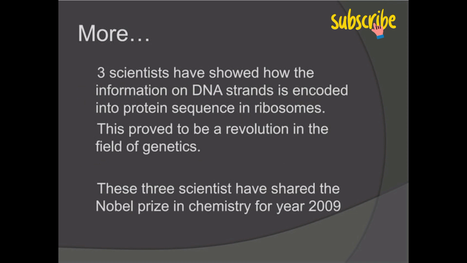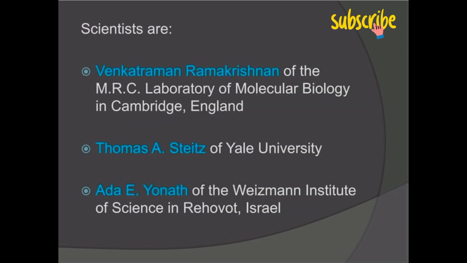Three scientists have shown how the information on the DNA strand is encoded into protein sequence in the ribosome. This proved to be a revolution in the field of genetics. Thus, three scientists shared the Nobel Prize in Chemistry for the year 2009. And the information about these three scientists who shared the Nobel Prize in 2009 is this one.